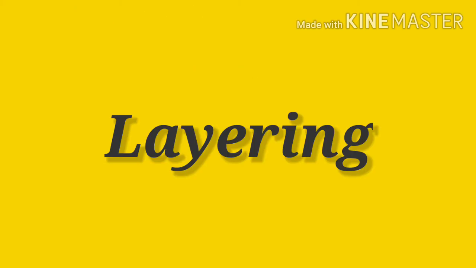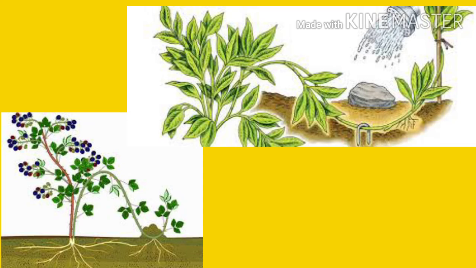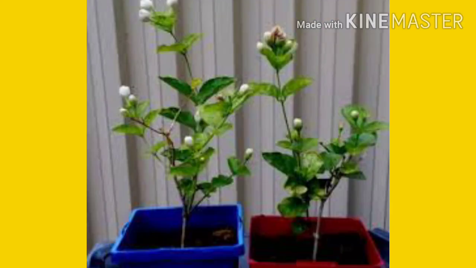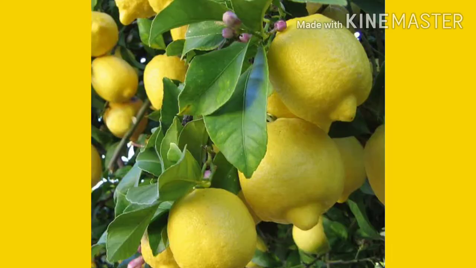The next method is layering. In this process, the lower branch of the plant is bent towards the ground and covered with moist soil after removing the bark of the part that is covered. After some days, the roots are developed. The branch is cut and allowed to grow at a new place. Examples of this type of propagation are jasmine, lemon, etc.